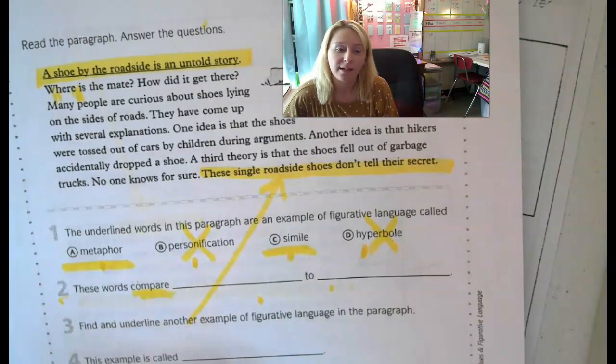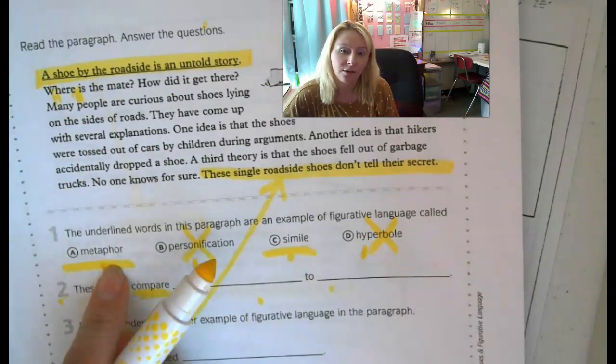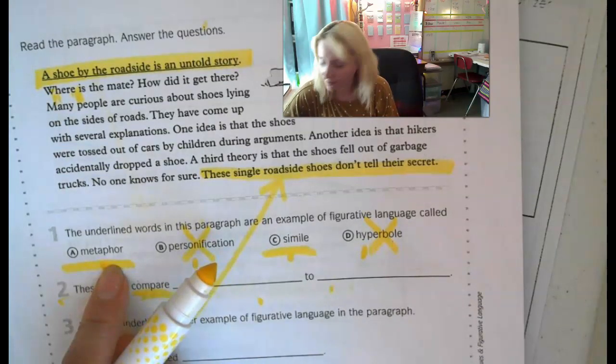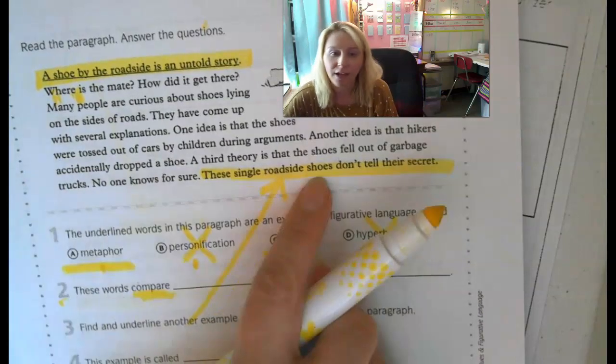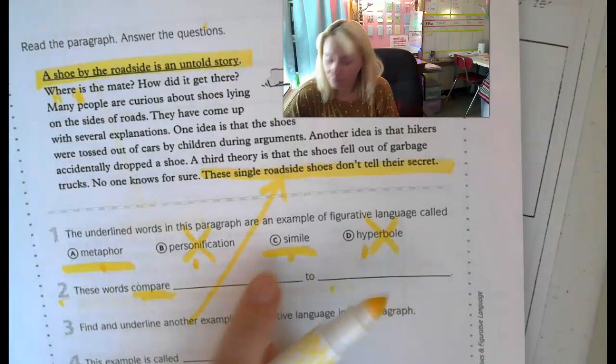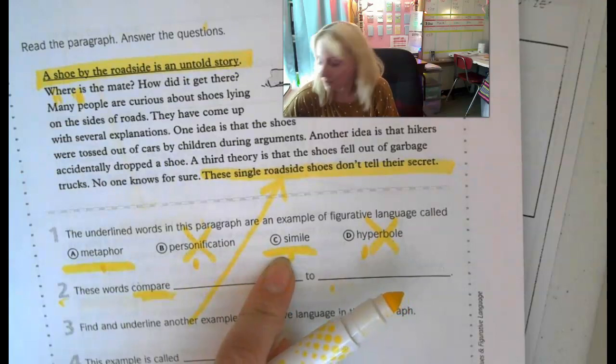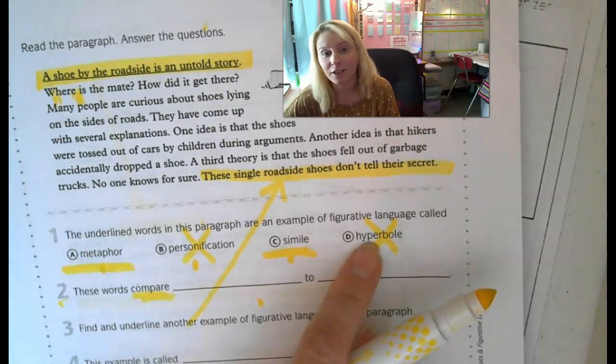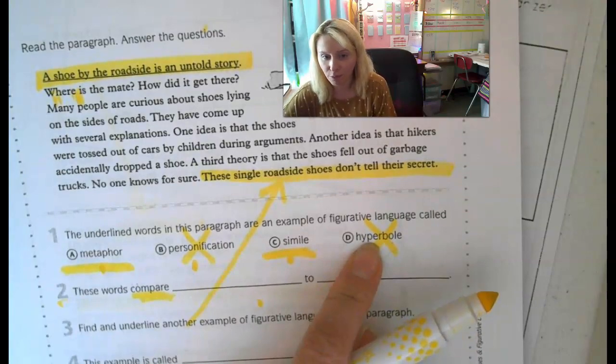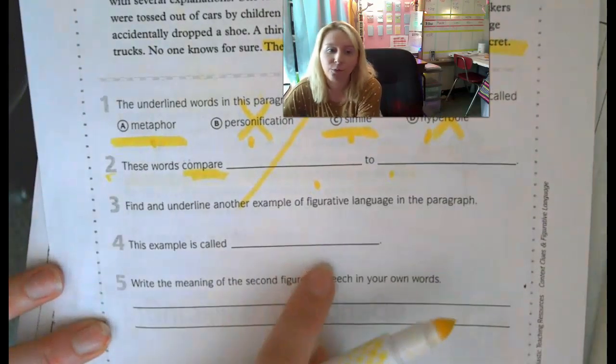So when they say these single roadside shoes don't tell their secret, is that two things that are not alike that are being compared without using like or as? Is it giving human traits to something that's not human? Is it comparing two unlike things using like or as? Or is it an extreme exaggeration meant to prove a point? So whichever one you think that is, that's going to go on the blank for number 4.